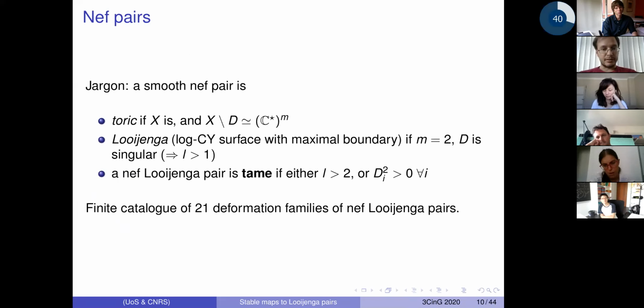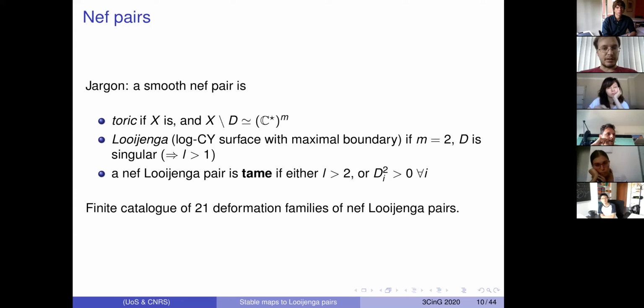And it turns out that if you impose that each irreducible component is nef, you're imposing strong constraints on how you distribute the anticanonical degree on each component. And this leads to a finite catalog of essentially 21 examples of nef Looijenga pairs, 12 of which are tame, and 6 more that carry essentially the same enumerative information as some tame cases. So there are generally only 3 examples that are wild in some sense.